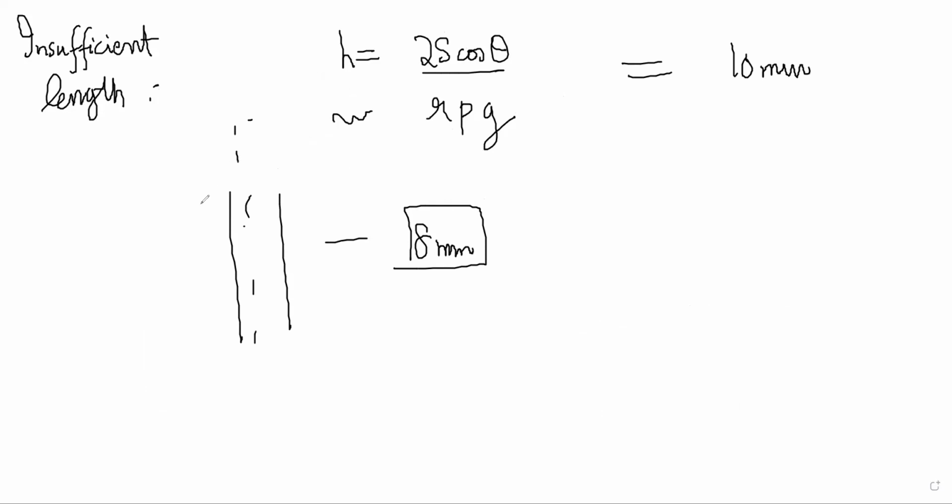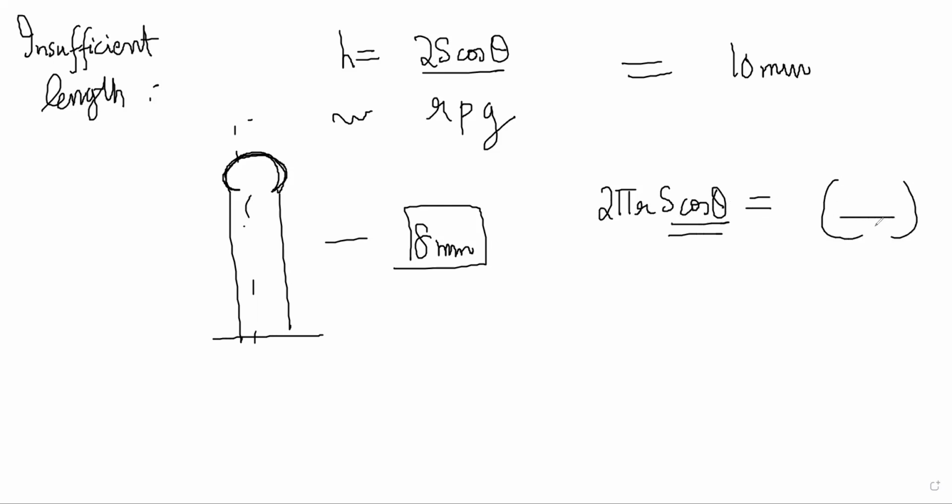If the tube is of a length less than h, the liquid does not actually overflow. What happens is the angle made by the liquid surface in the tube will change in such a way that 2 pi r s cos theta equals the weight of the liquid raised. So theta changes; 2 pi r s cos theta changes in such a way that it is equal to the weight of the liquid raised.